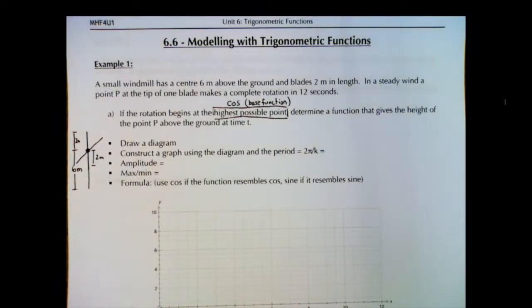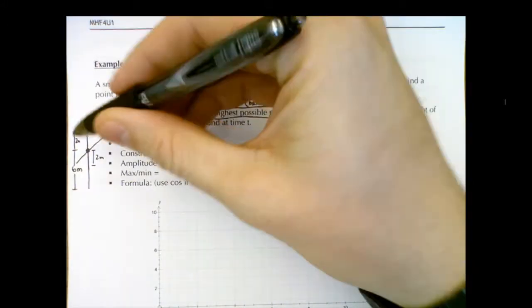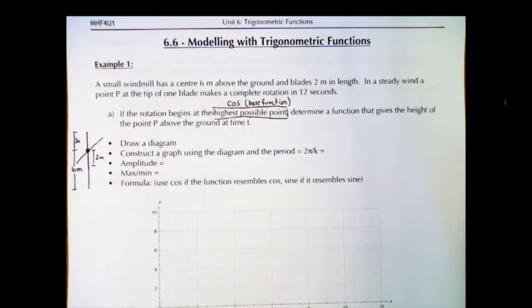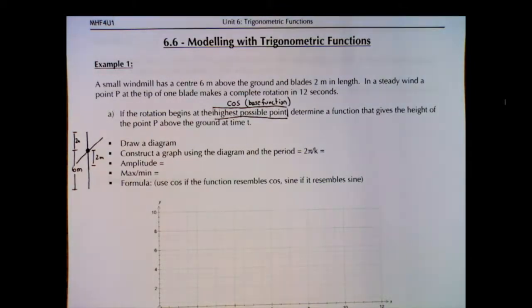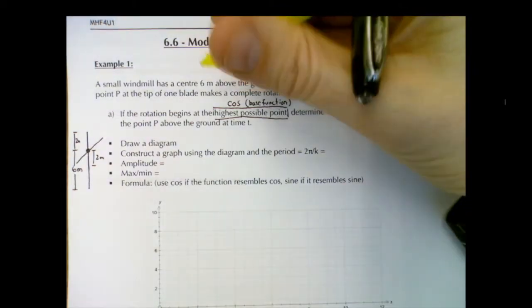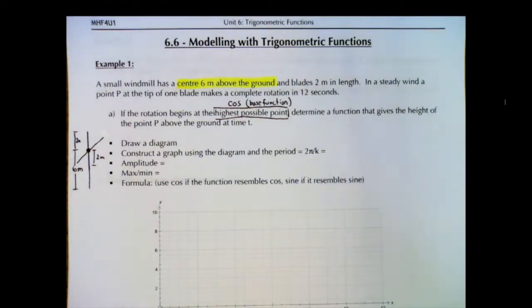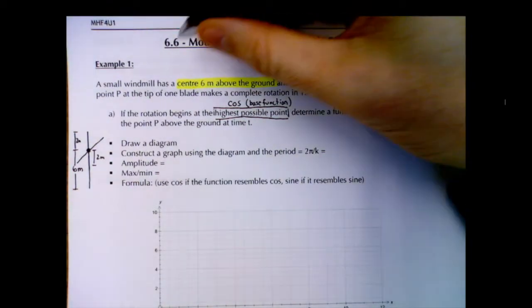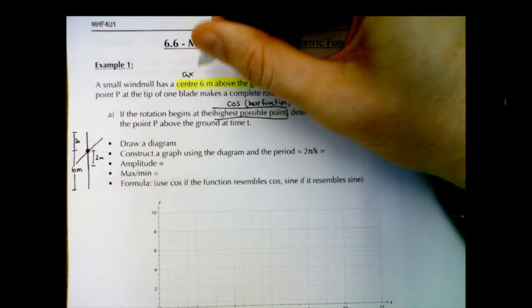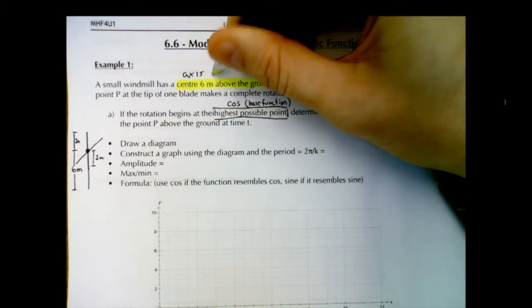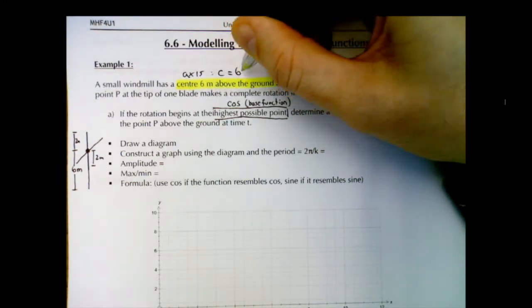And we can use that diagram to help us start to construct the graph. How can we use that? Well, if we know the center of the windmill, that should be the center of our graph. The center of the windmill being 6 meters above the ground tells you something about the function. That actually tells you the axis. The axis, or the C value, must be 6.